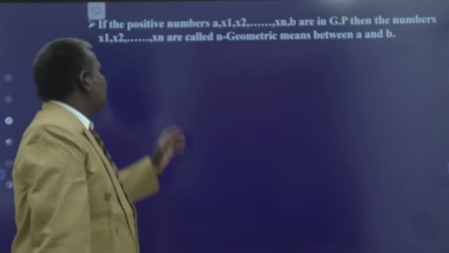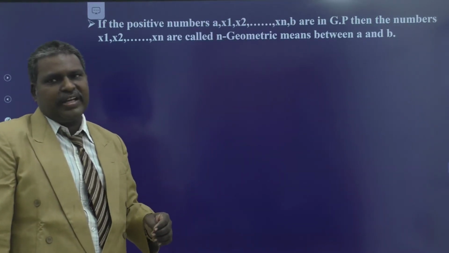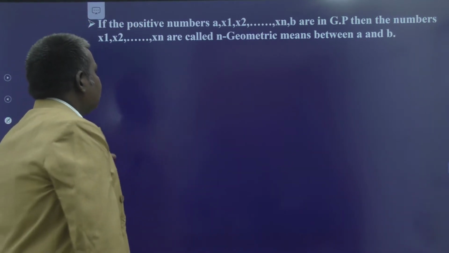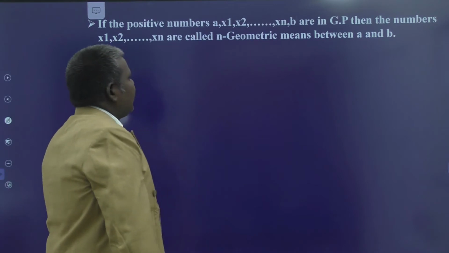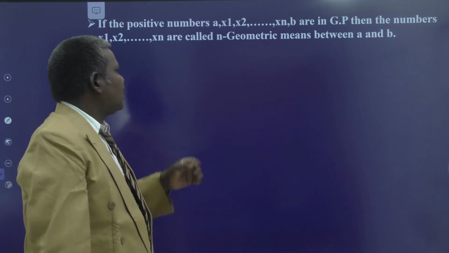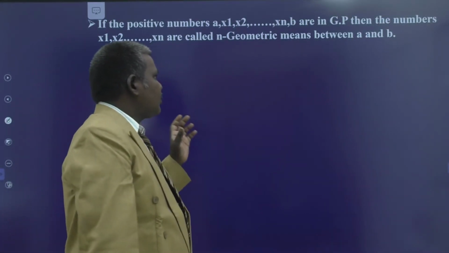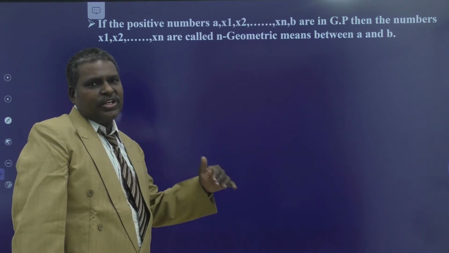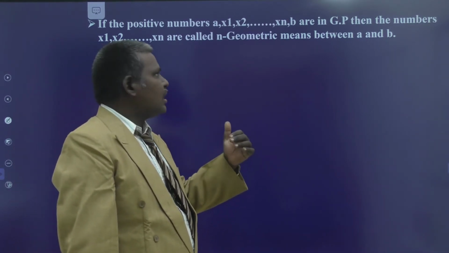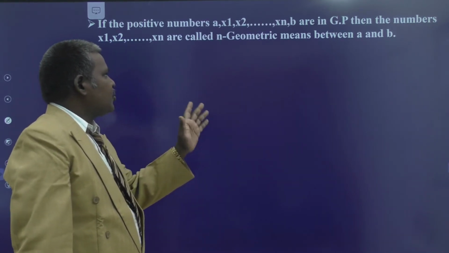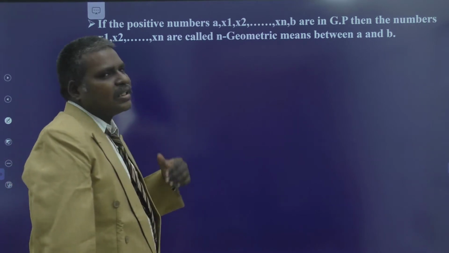See here, if the positive numbers a, x1, x2, x3 and so on up to xn, b are in geometric progression, then the numbers x1, x2, x3 and so on up to xn are called n geometric means between a and b. Already we discussed the arithmetic means between two numbers a and b. If a, x1, x2, x3 and so on up to xn, b are in arithmetic progression, the middle numbers x1, x2, x3 and so on up to xn are called arithmetic means.